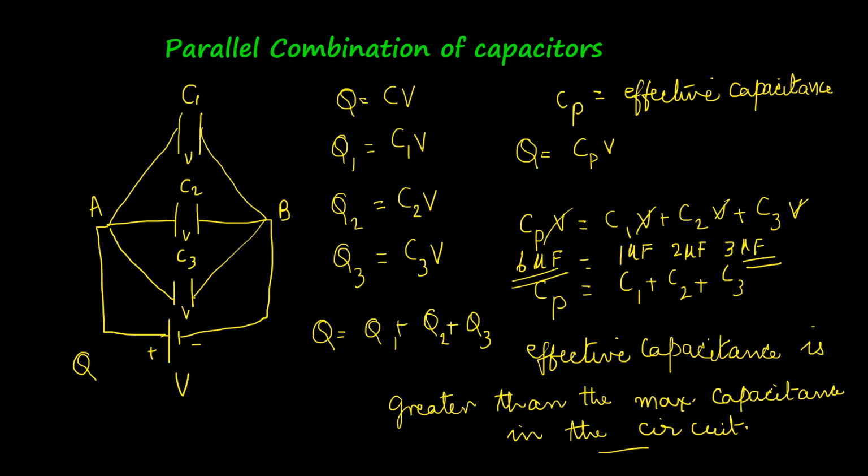You will recall that when resistors are connected in parallel, their effective resistance will be the sum of the reciprocals of the individual resistances in the circuit.